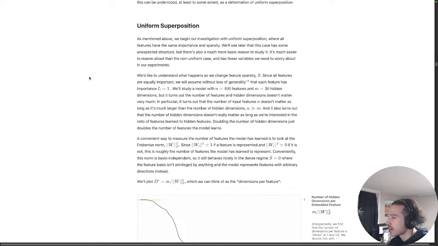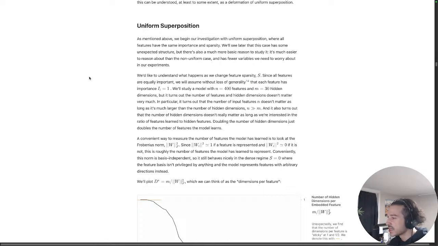Since all features are equally important, we will assume without loss of generality that each feature has importance I sub i equals 1. We'll study a model with n equals 400 features and m equals 30 hidden dimensions, but it turns out the number of features and hidden dimensions doesn't matter very much. In particular, the number of input features n doesn't matter as long as it's much larger than the number of hidden dimensions, n greater than m. And the number of hidden dimensions doesn't really matter as long as we're interested in the ratio of features learned to hidden dimensions.